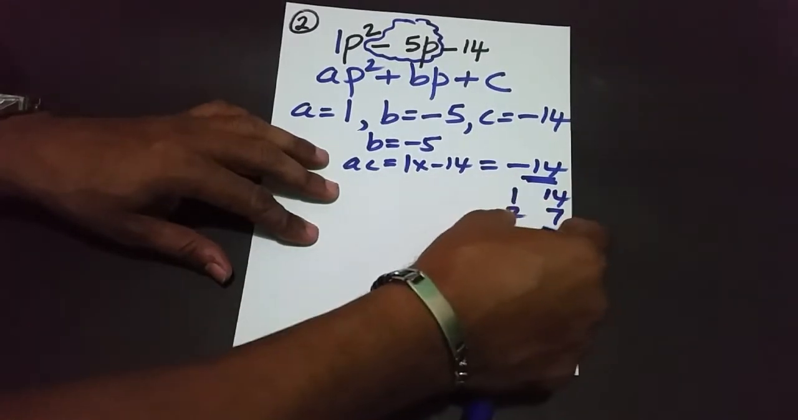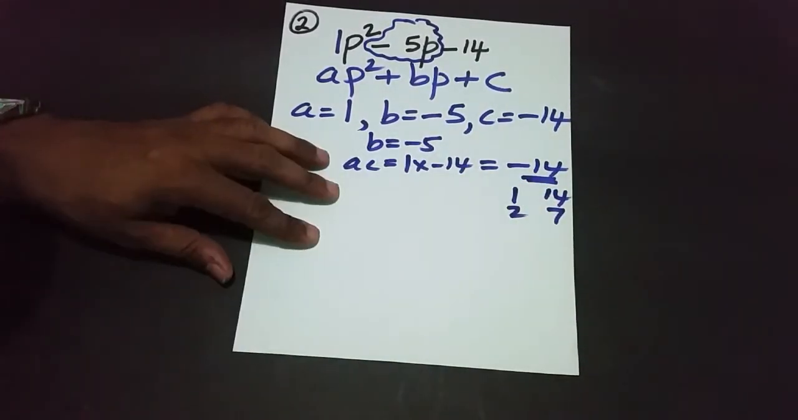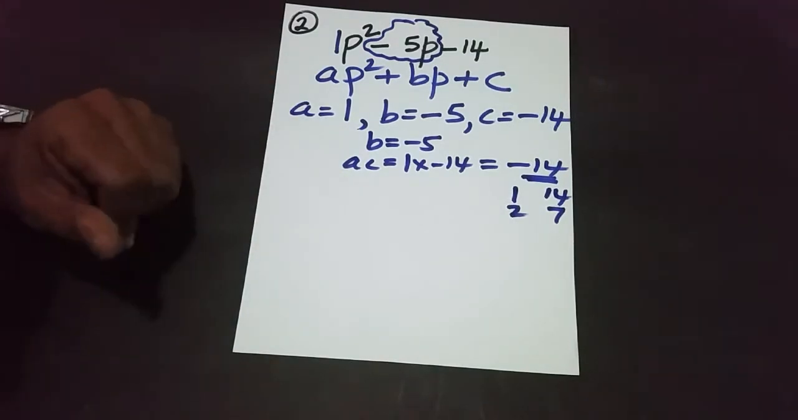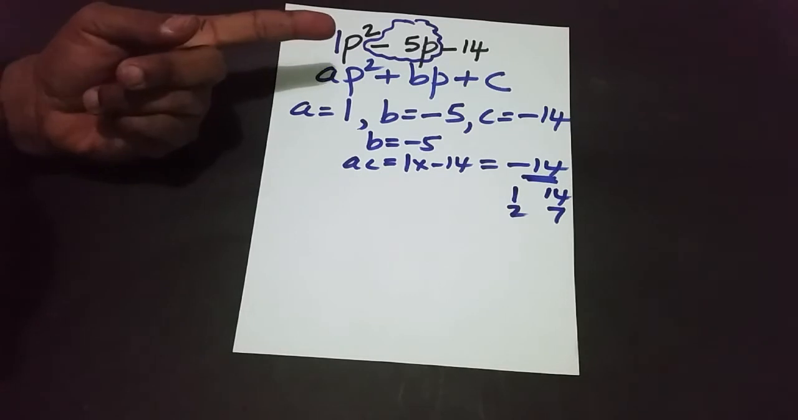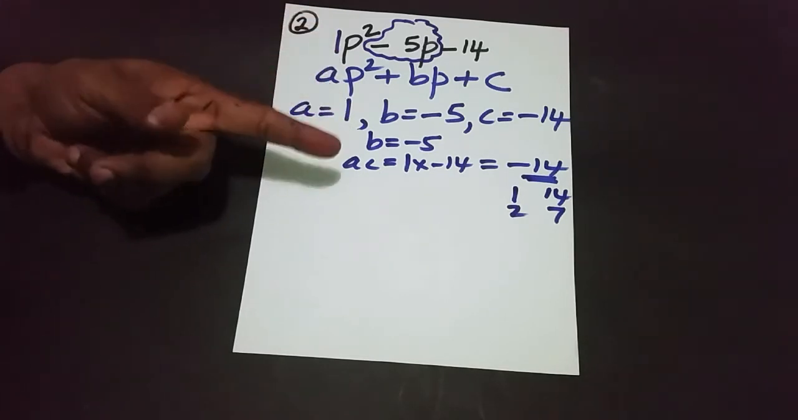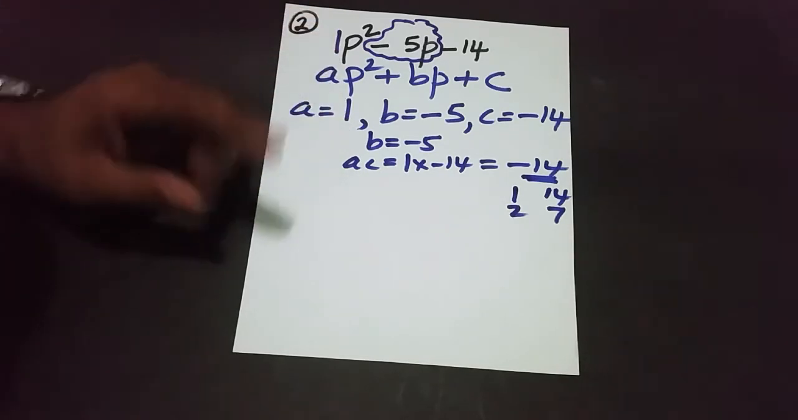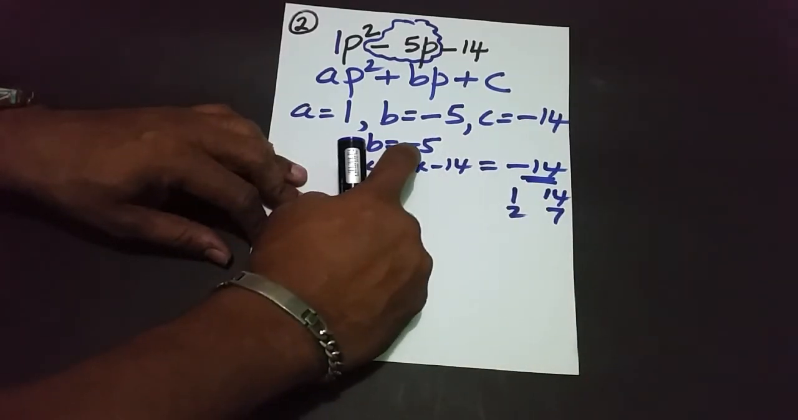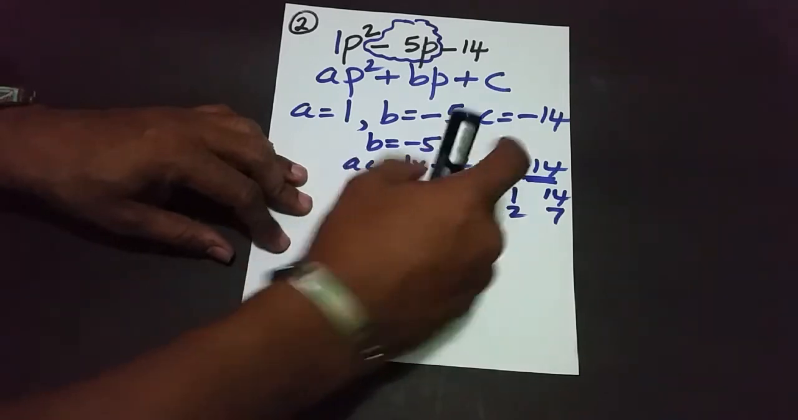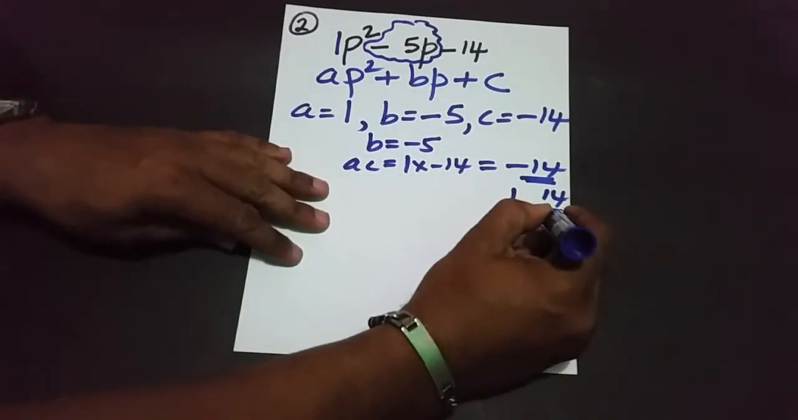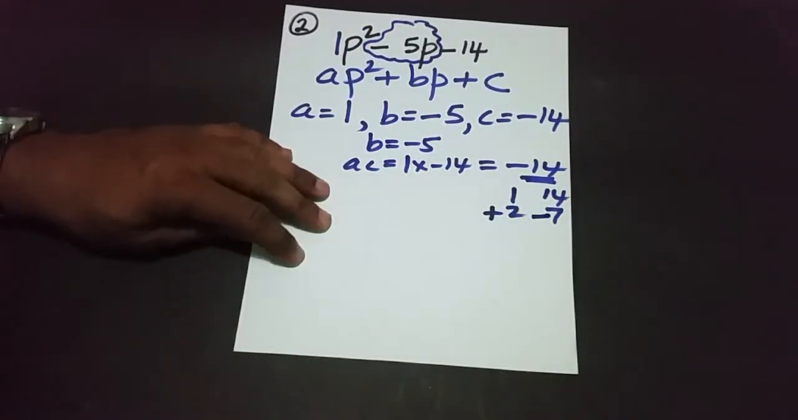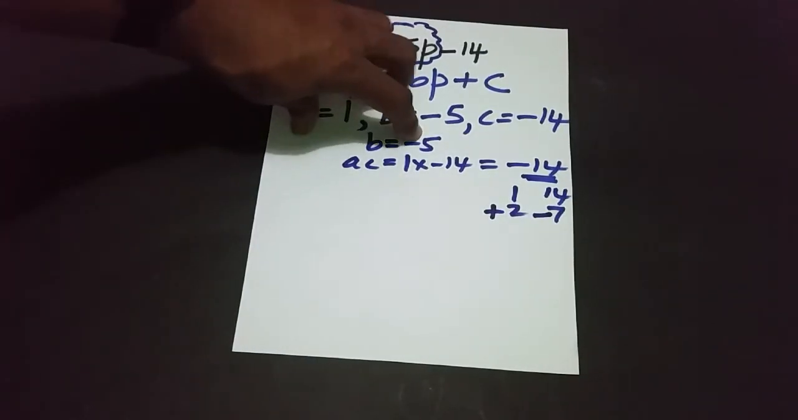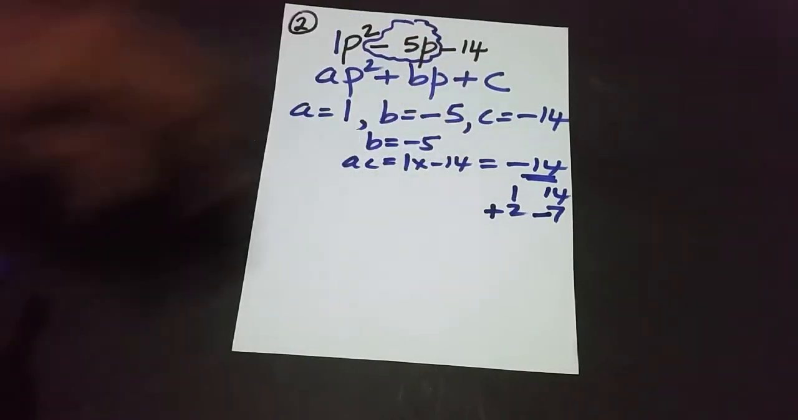But by writing it this way, it's easier to determine the combinations, right? So my question is this now. Which two numbers, when you add together, you get negative 5, and when you multiply those two numbers, you get negative 14? So again, which of these combinations, when you add them together, you get negative 5, and when you multiply them together, you get negative 14? That would simply be negative 7 and positive 2, because when you add negative 7 and positive 2, you get negative 5, and when you multiply them, you get negative 14.